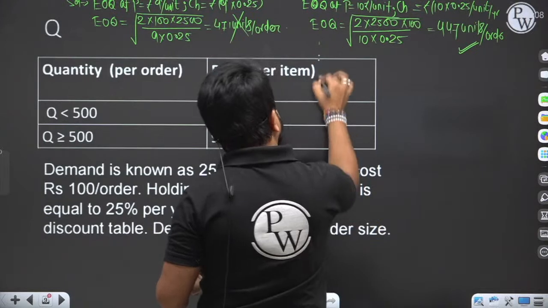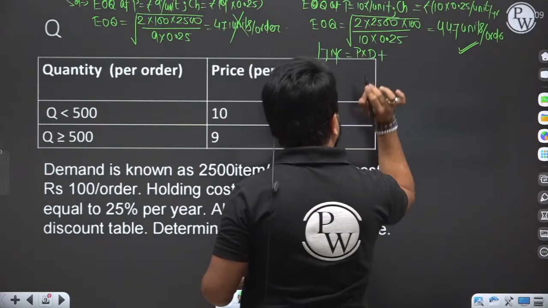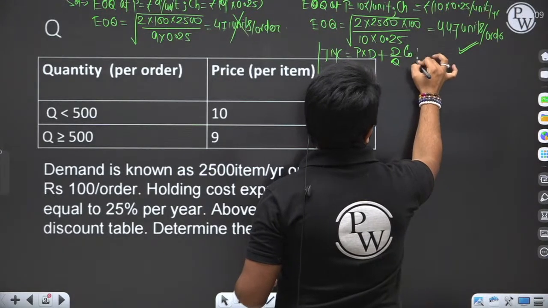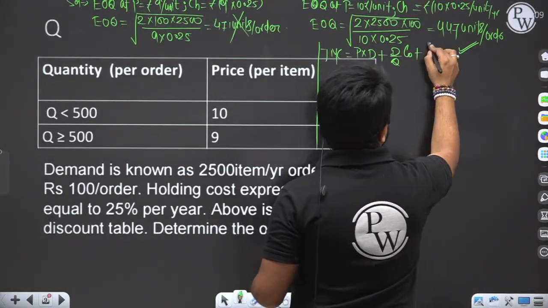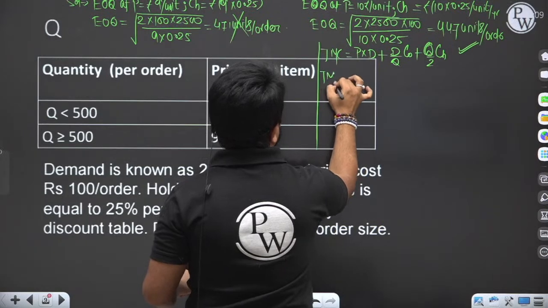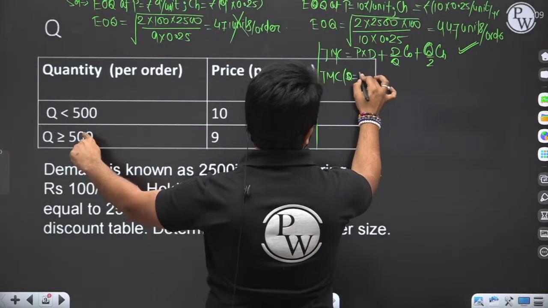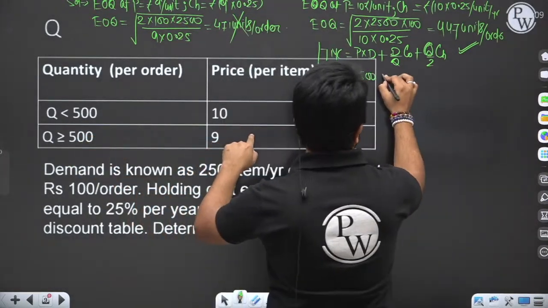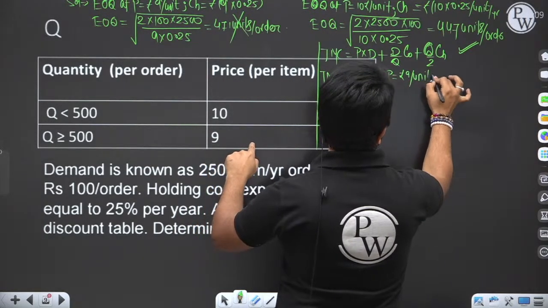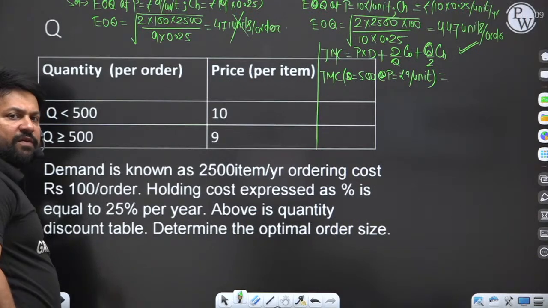So find out the TMC. Total material cost is purchasing price into demand, plus number of orders, demand divided by Q, into C naught, plus Q divided by 2 into CH. So, my dear, find the total material cost when Q equals 500, at a purchasing price of rupees 9 per unit.